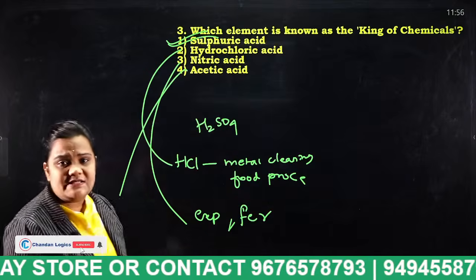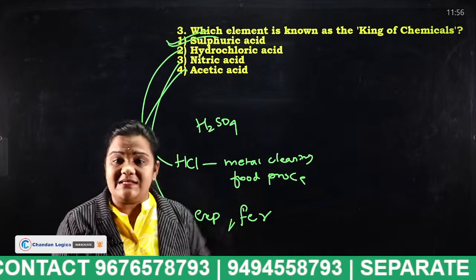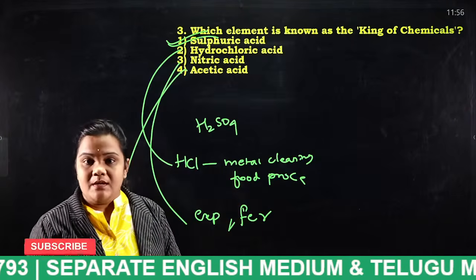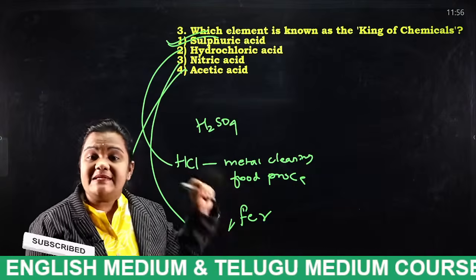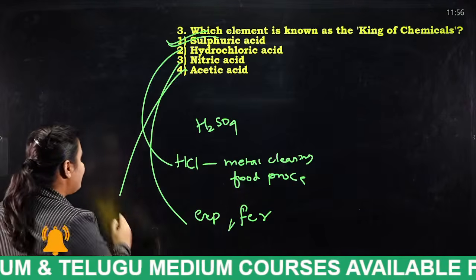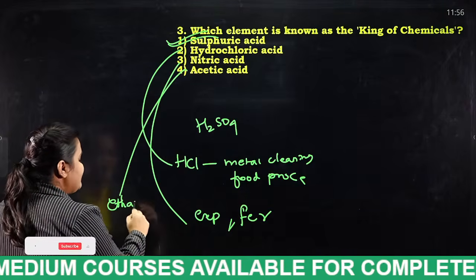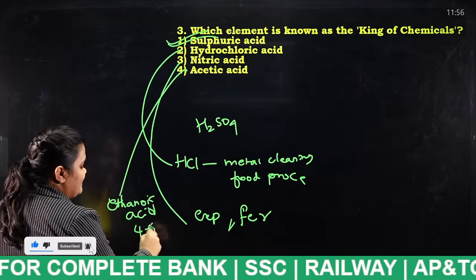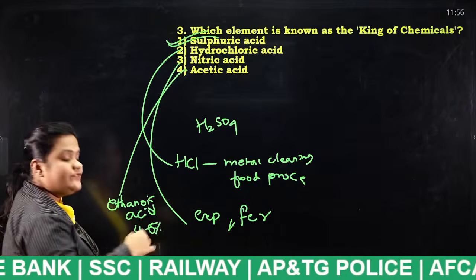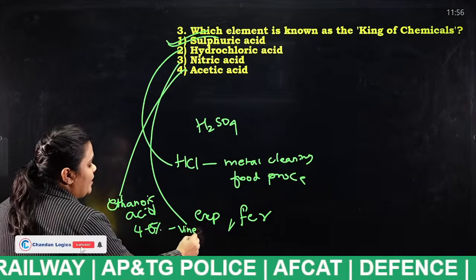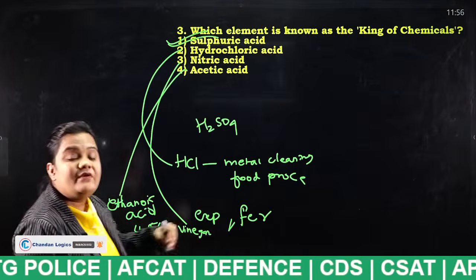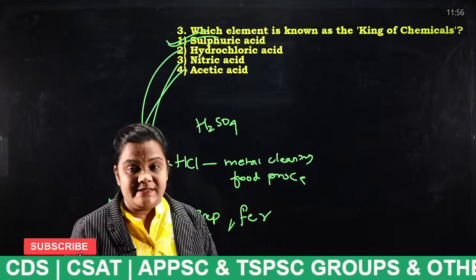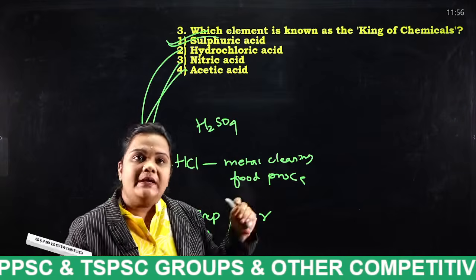Next comes acetic acid. We know acetic acid. This acetic acid is used as a solvent to make plastics. You got what I said? Acetic acid is also known as ethanoic acid. Dilute 4 to 5% acetic acid is known as what? As we all know, vinegar. And this acetic acid is used in making plastics as a solvent. Very good.